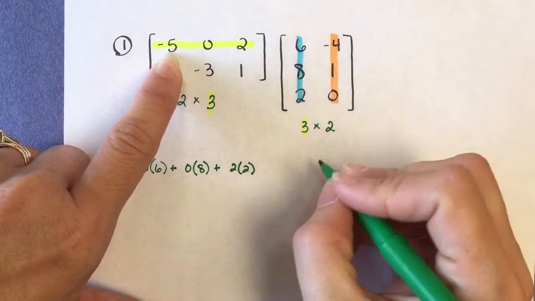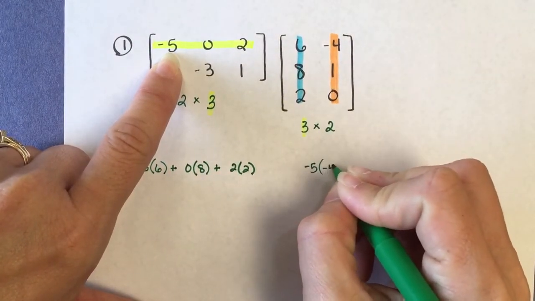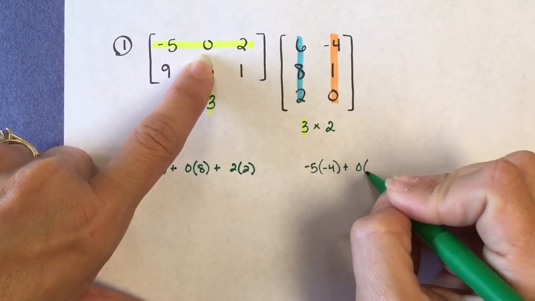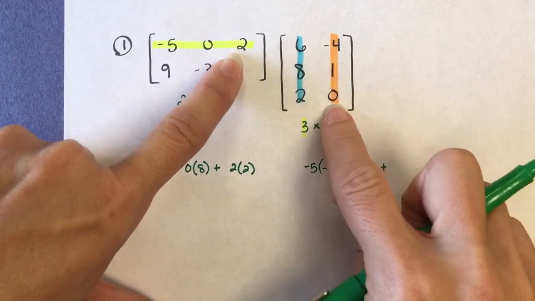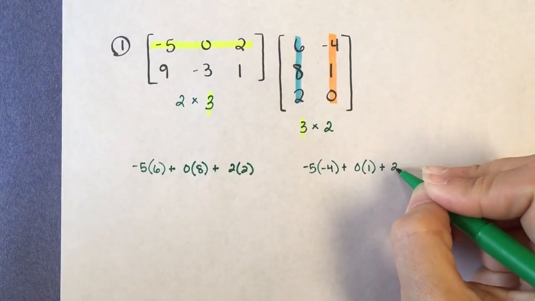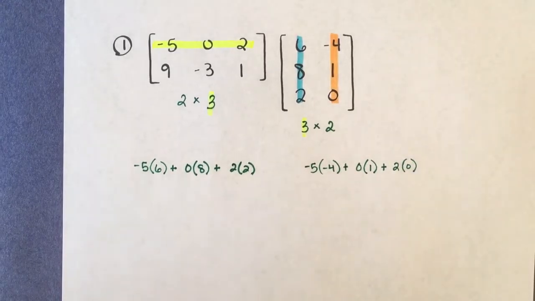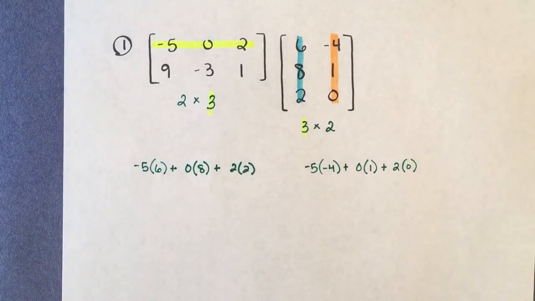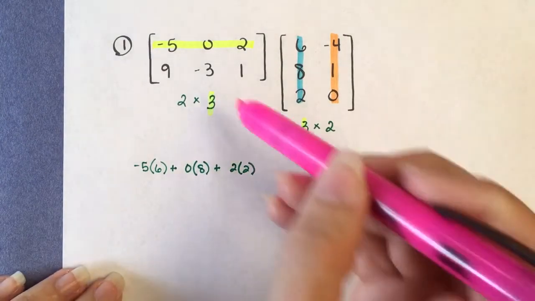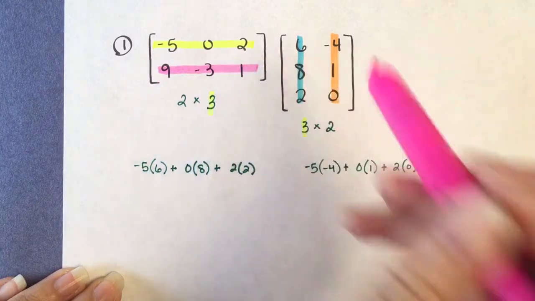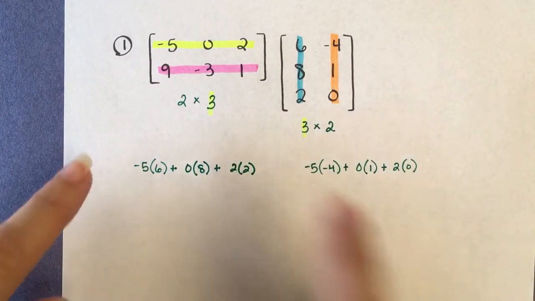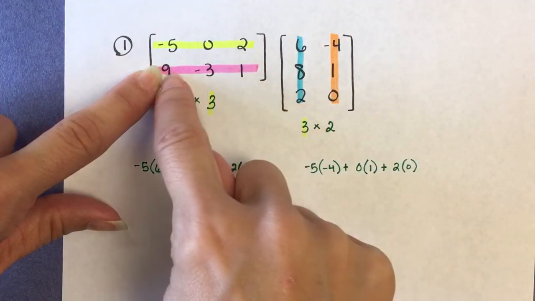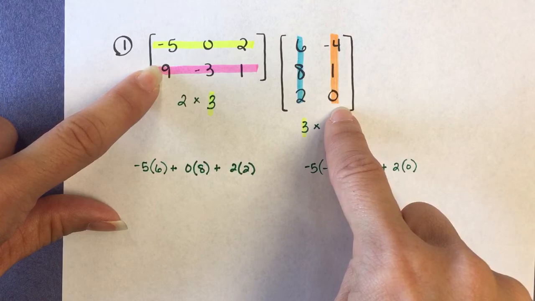So take your first numbers. So -5 times -4 plus 0 times 1 plus 2 times 0. Okay, so I have used my first row with both columns. Okay, so now we're going to come back to this next row, and I'm going to do the same thing I just did, but I have to use this row with this column and then this row with this column.